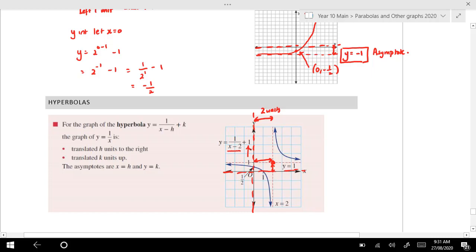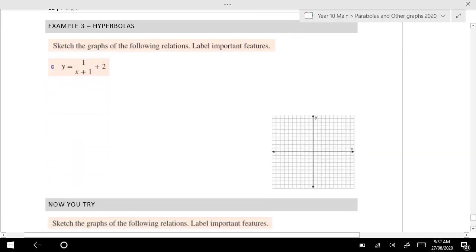It's starting to repeat itself. The asymptotes now, therefore, are moved as well according to this. So these asymptotes will be required now, where a lot of the time you just had the X and the Y axis. So let's go ahead and try this now.